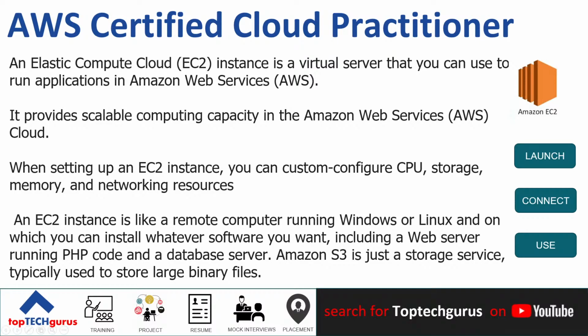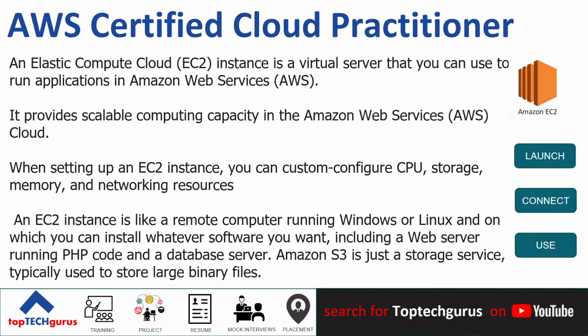To keep it simple, the last paragraph here is talking about it being like a remote computer running Windows or Linux. When you set up the EC2 instance, you can choose whether you want a Windows instance or a Linux instance, and you can install whatever software you want on that, including a web server that can run PHP code and a database server. This is typically a LAMP server that you run for websites.